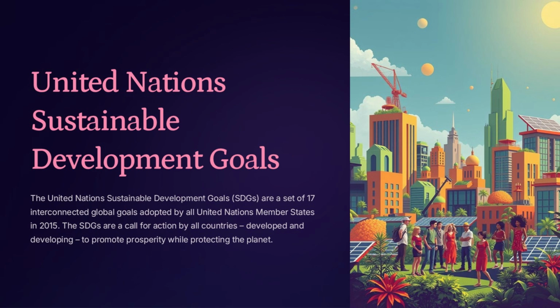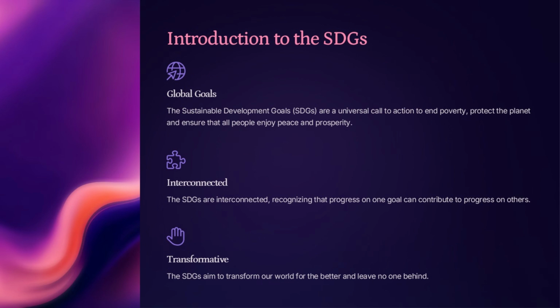As we discuss the SDGs today, keep in mind that these goals are deeply interconnected. Progress in one area can drive progress in others, creating a positive ripple effect. The SDGs are a universal call to action to end poverty, protect the planet, and ensure peace and prosperity for all. The SDGs aim to transform our world for the better and leave no one behind, addressing key global challenges. These ambitious goals were adopted by all UN member states in 2015 as a shared blueprint for a more sustainable future.